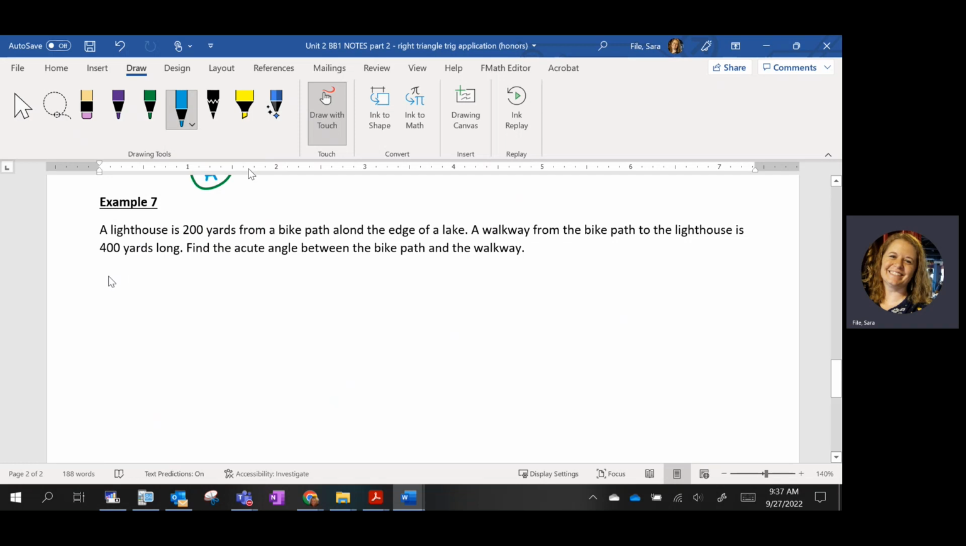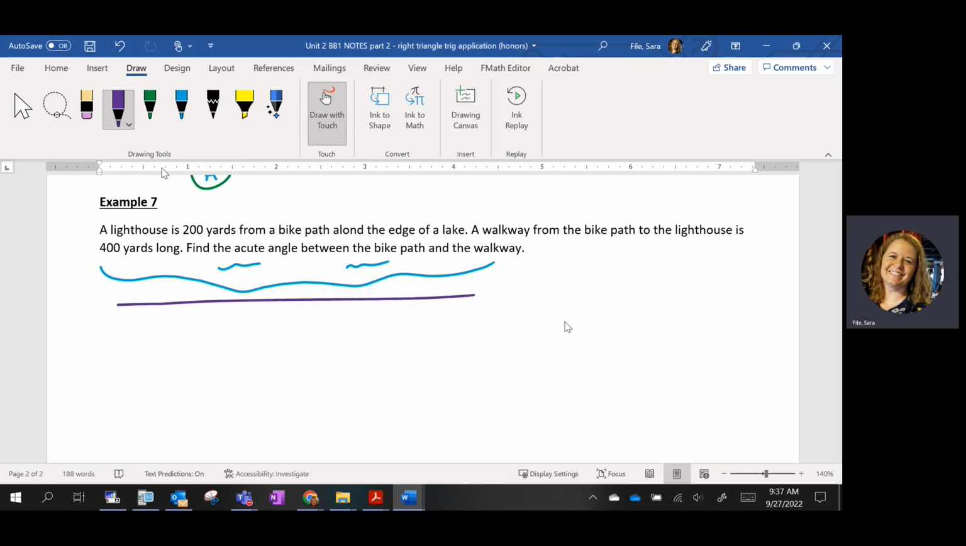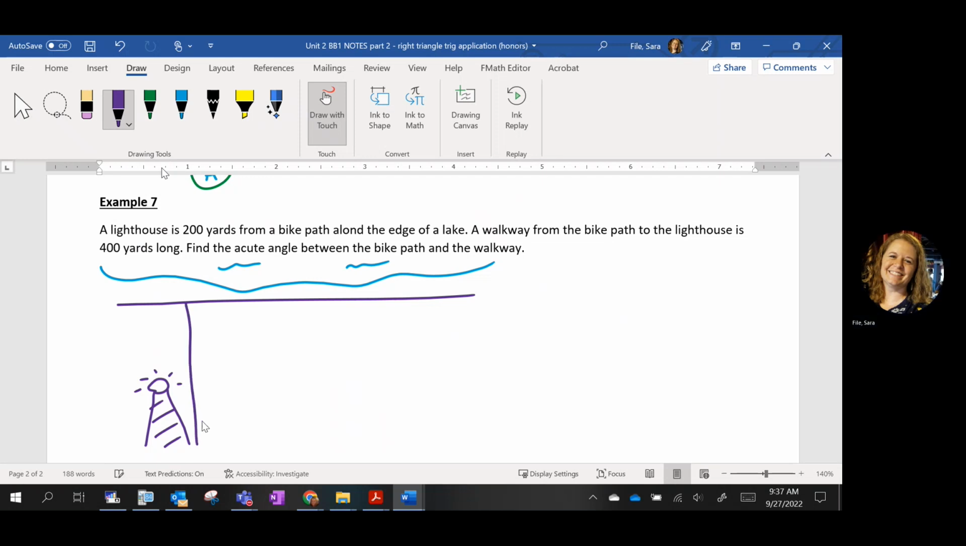All right, so try and give you all a visual. Okay, I'm going to put the lake up here. Okay, so this is water. This is the water's edge. So there is a walkway along the water's edge. Okay, and then the direct distance, okay, so at a perpendicular angle there, from there is the lighthouse. I'm not the best artist. What's at the top of the lighthouse? It's like the light beaming out, right? Beep, beep, beep, beep, beep. And they like to be striped. There's my lighthouse. Okay, so that distance is 200 yards.